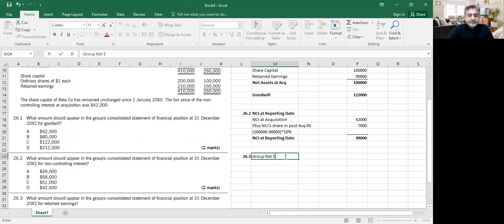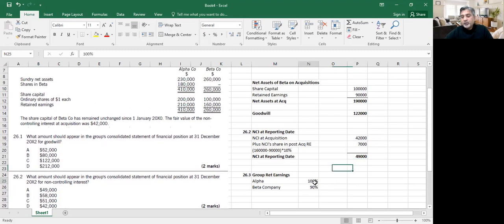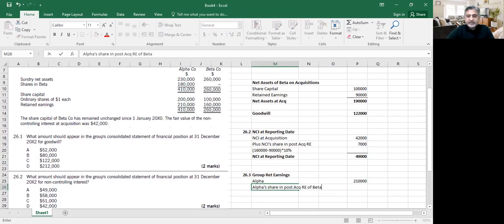So what is included in the group? In the group, we have got Alpha company, which is 100%, and we have got Beta company, of which we own 90%. This is the structure of the group, Alpha and Beta. So how do we do that? Group retained earning will consist of Alpha's retained earnings, which are 210,000, and Alpha's share in post-acquisition retained earning of Beta.